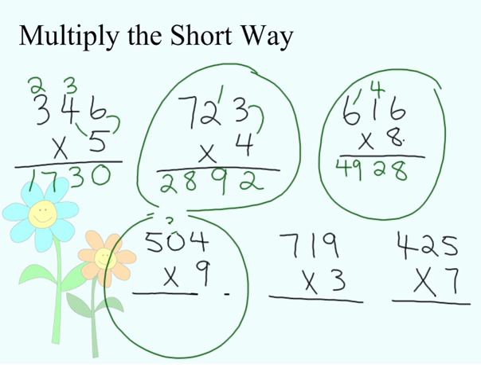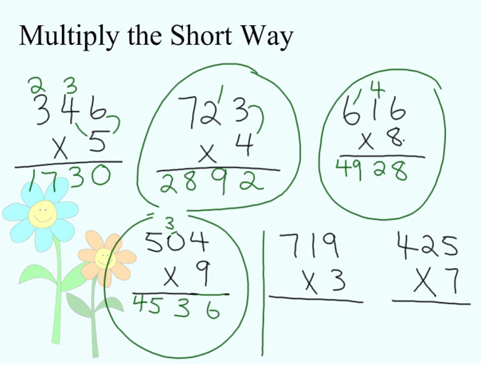Okay, so 36. And I always write my tens first, so 36. Okay. 0 times 9 is 0. 0 plus 3 is 3. 5 times 9 is 45. The answer, 4,536. Did you get that answer?